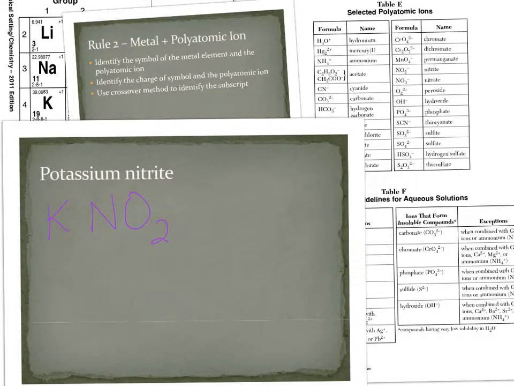Now remember, we need to get the charges. So the charges for potassium is positive 1, while the charges for nitrite is a negative 1. So we're going to write that one down. So that is a positive 1 and negative 1. So we're going to crisscross, and in this case, since it's 1, 1, there's nothing to do. So the chemical formula for potassium nitrite is KNO2.